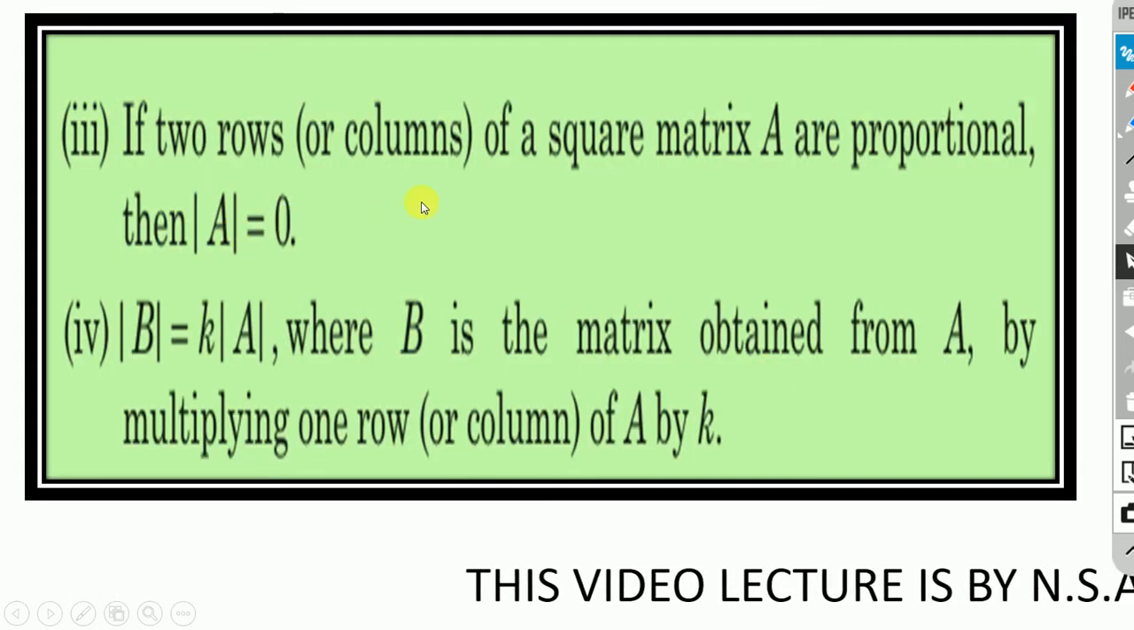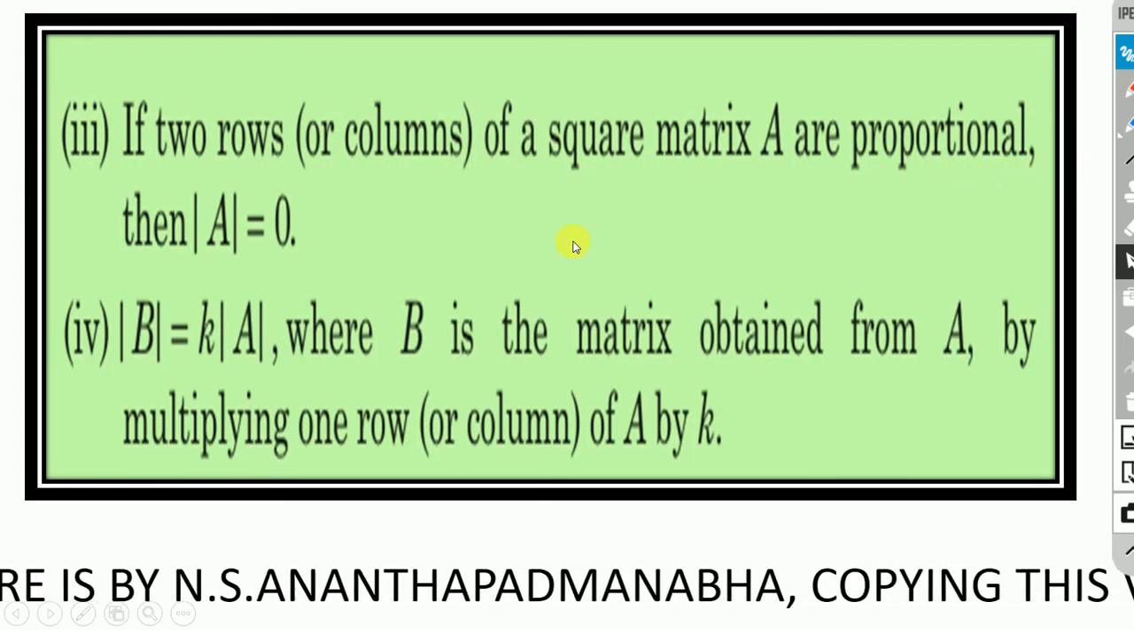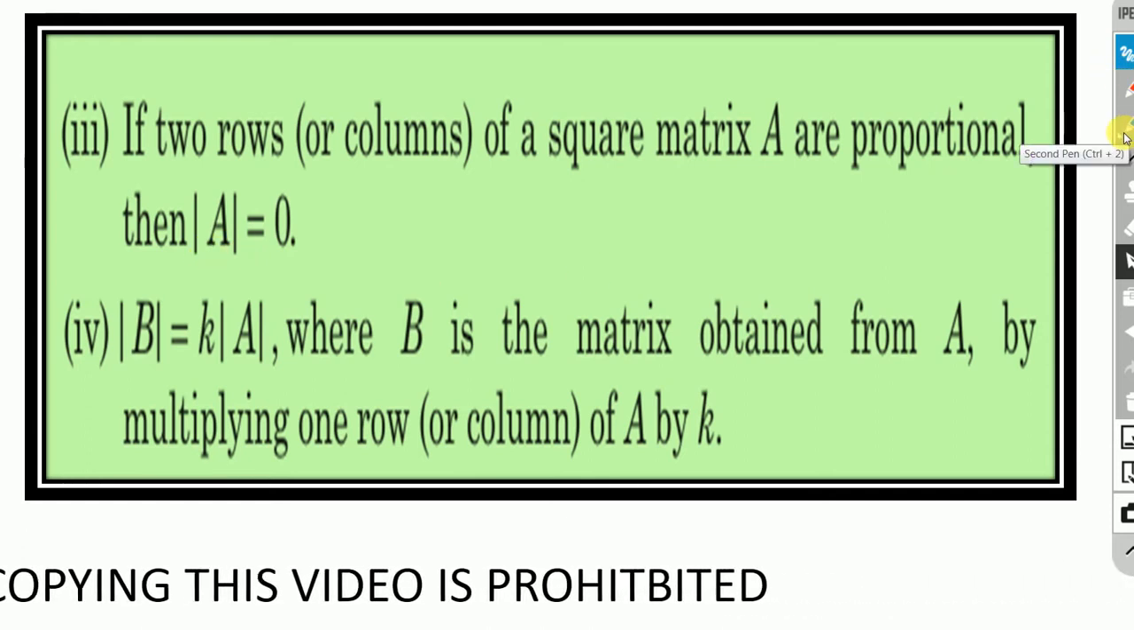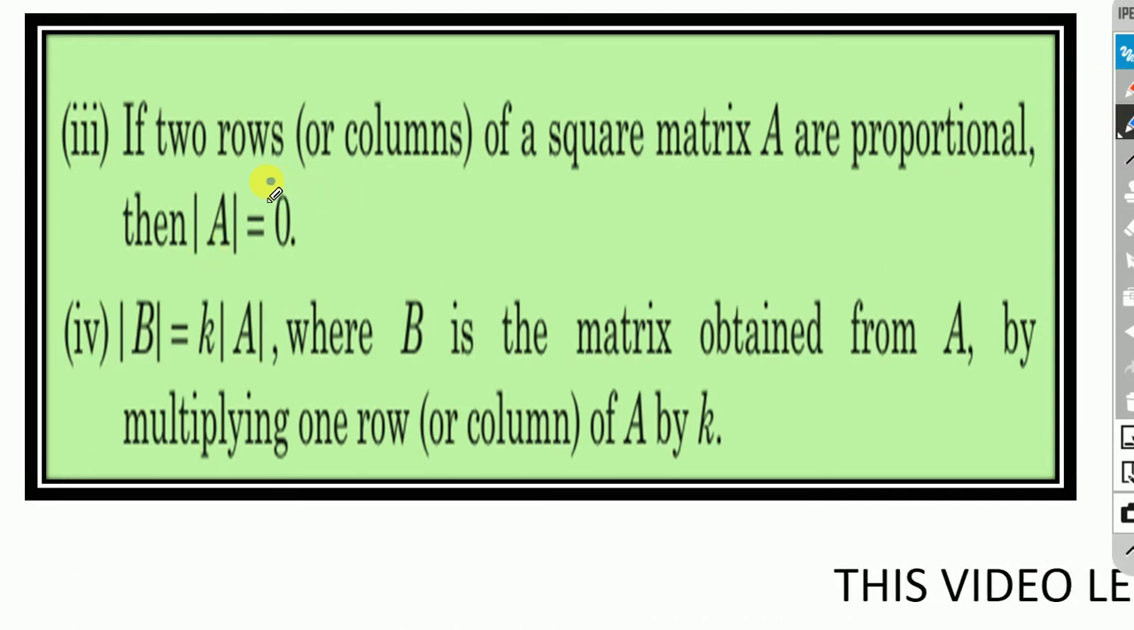If two rows or columns of a square matrix A are proportional, then determinant of A is 0. That is, when two rows or columns of a determinant are proportional, that is, one row or column is a multiple of another row or column, then the value of the determinant is 0. Also, when two rows or columns are identical, then the value of the determinant is 0.